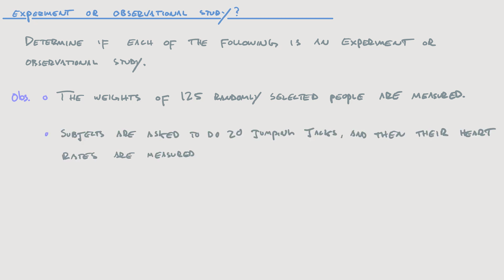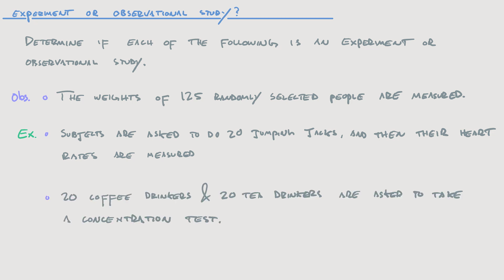How about this one? Subjects are asked to do 20 jumping jacks and then their heart rates are measured. Well, this does seem to have an outside influence. The 20 jumping jacks are going to influence the person's heart rate, so this is most likely an experiment. 20 coffee drinkers and 20 tea drinkers are asked to take a concentration test. Here, again, the outside influence seems to be that you're drinking something and then being tested on your concentration levels afterwards. Here, maybe you're comparing coffee to tea, but in either case, this is also most likely an experiment.